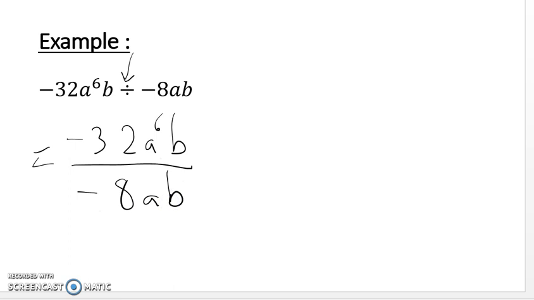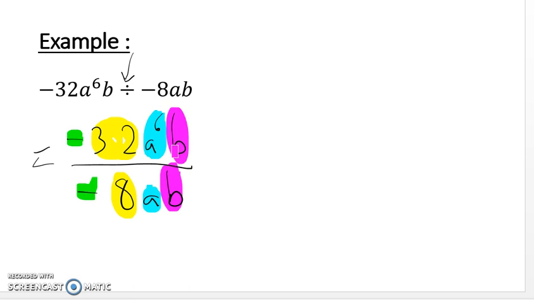I'm going to proceed exactly like I did before. Signs, rest of the coefficient, variables, and I might even color code the a parts and b. So two negatives make a positive. I don't have to write the plus, so I won't. 8 goes into 32 4 times. Now when I am dividing, I subtract the powers. If there is no power, it's an imaginary 1, so it's going to be a to the power of 6 divided by a to the power of 1 is a to the power of 5.